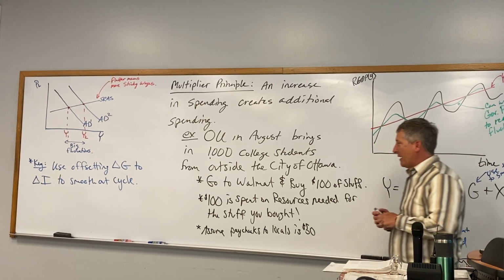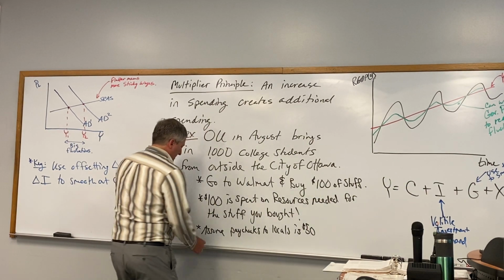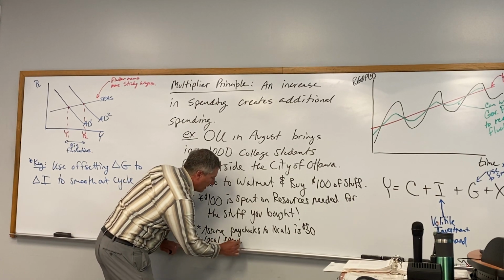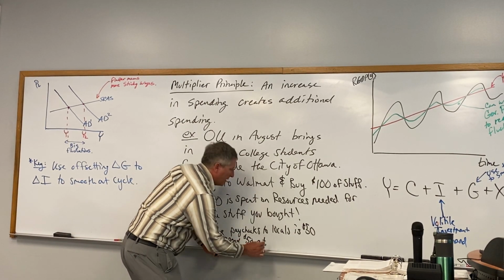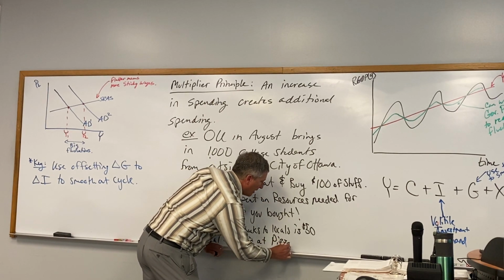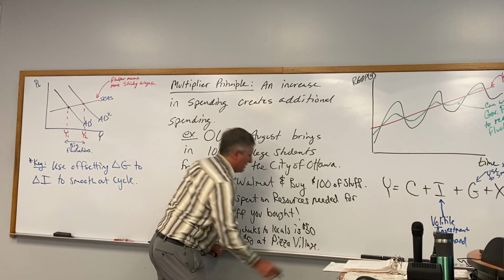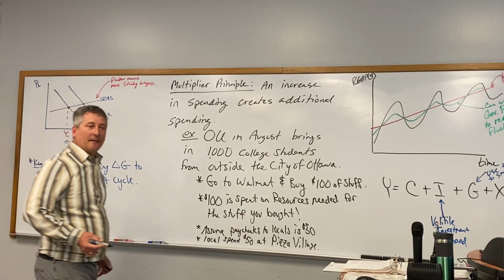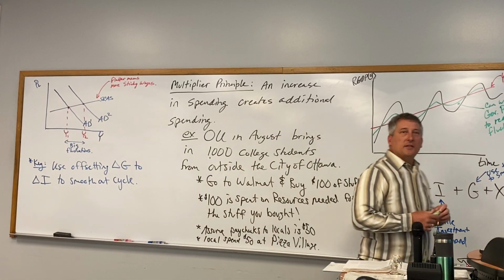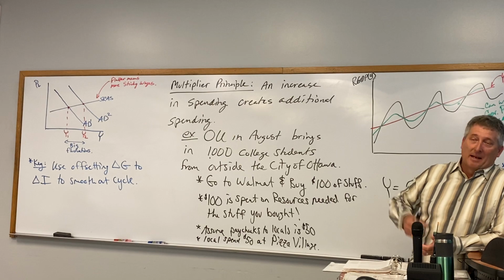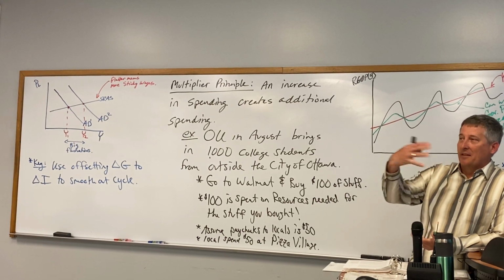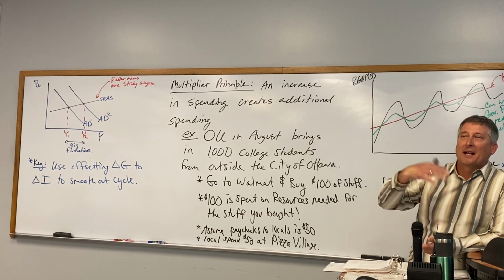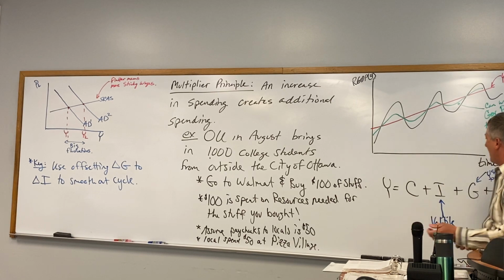You spend some fraction of it, right? So then local spends $50 at Pizza Village. What do the Pizza Village owners do with the money? Spend it on their resources. So then they have the wait staff and their people. They get a paycheck. What do those people do with it? They spend it. So there's kind of this spending thing going on.